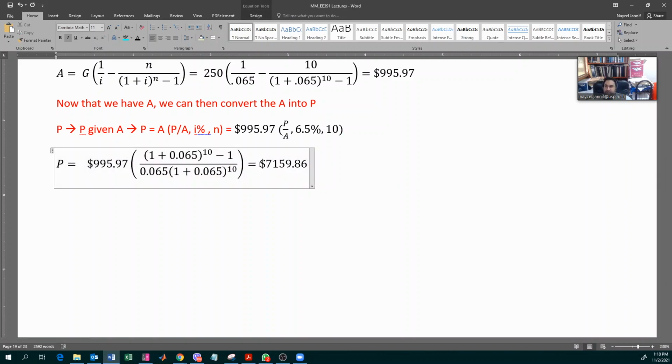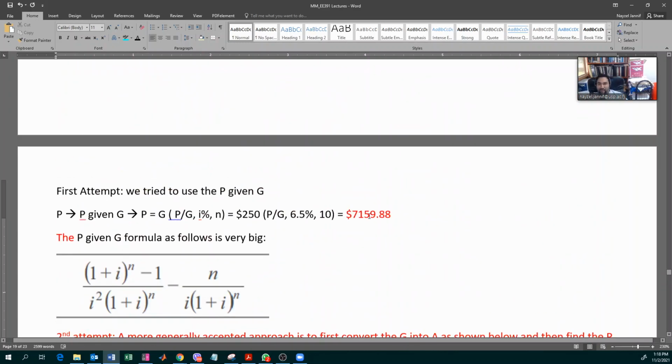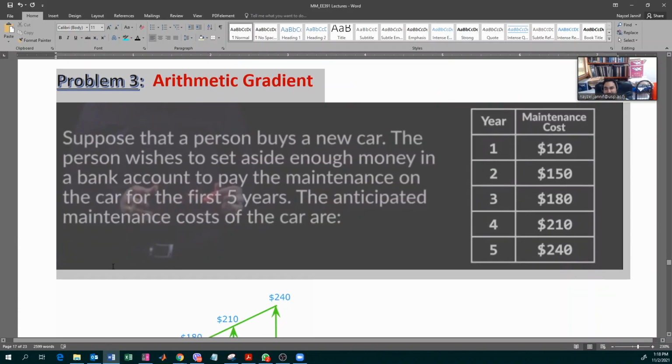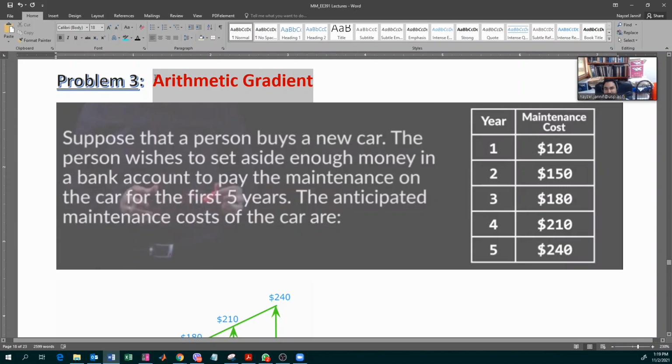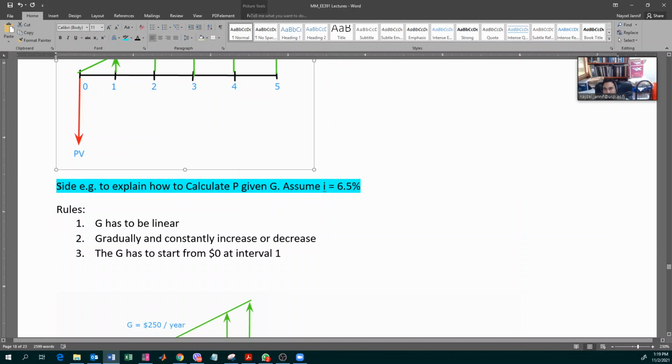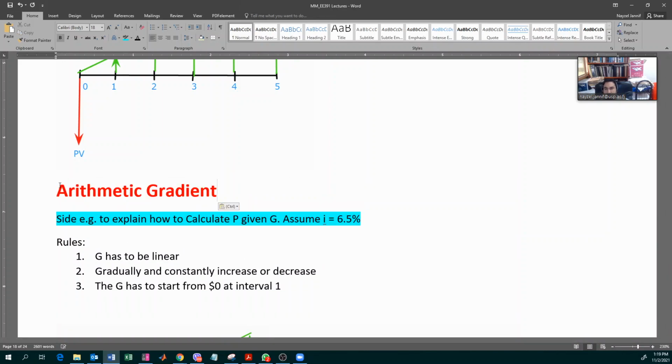Now, does this answer match the previous case? Yes. So there is a match between attempt 1 and attempt 2. All right. Maybe I should have put this as problem 3, arithmetic gradient. Let me just put that there.